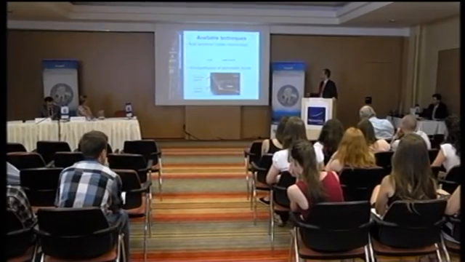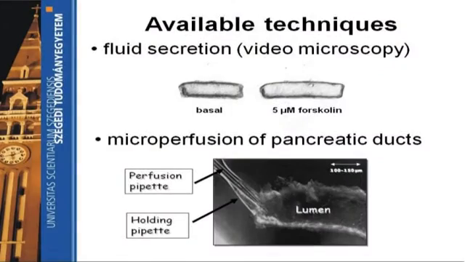A very difficult technique includes the microperfusion of these ducts. Through a perfusion pipette, we can perfuse the duct from the apical side and also from the basolateral side, so we can distinguish the activities of different transporters on the apical membrane and also on the basolateral membrane of these ducts.